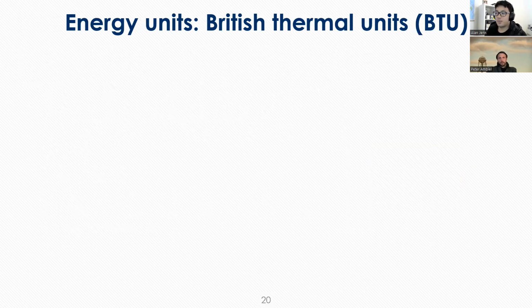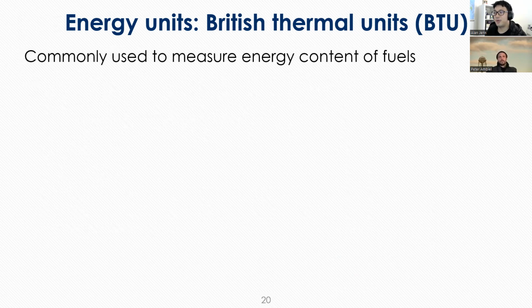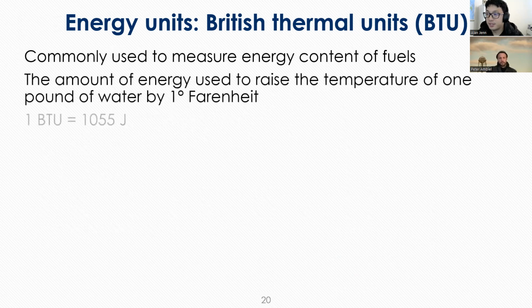Okay, British thermal units, commonly used to measure the energy content of fuels. It is the amount of energy used to raise the temperature of 1 pound of water by 1 degree Fahrenheit. So this is kind of like the imperial version of a joule, essentially. 1 BTU is just a little bit more than 1,000 joules. So 1,055 joules.